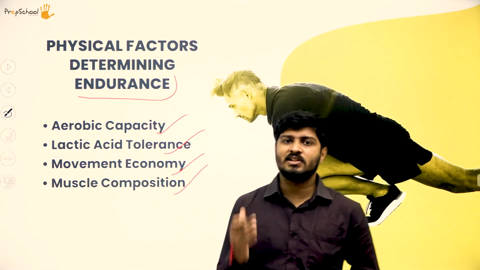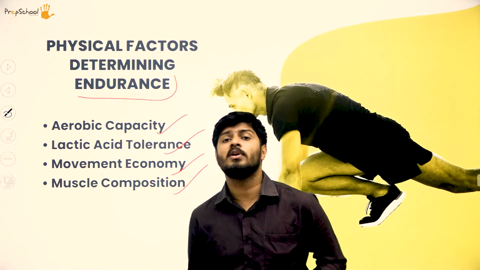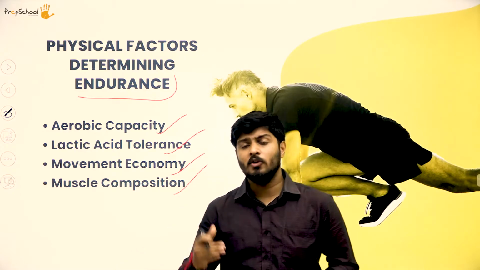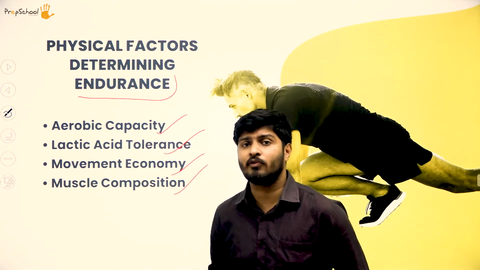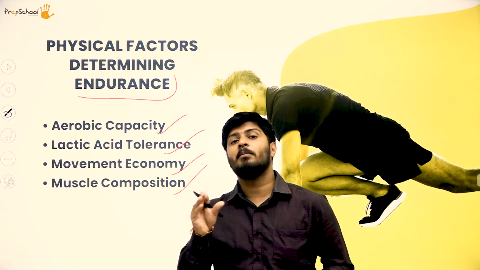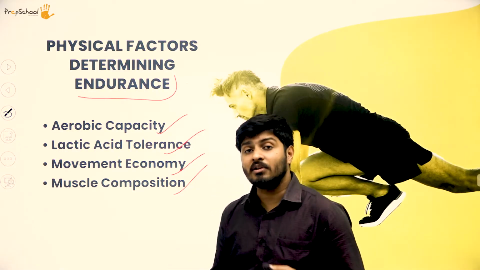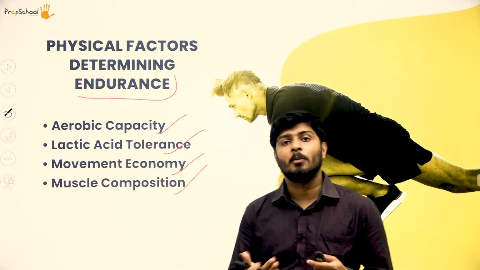For example, let's talk in layman's language here. Suppose you had one chapati, right? You give the same one quantity of chapati to 3 different people. Then you make them run, or do any kind of activity. Which person was able to do more activity with that one dose of carbohydrate intake, that is the chapati? That will show the different movement economy different people have.